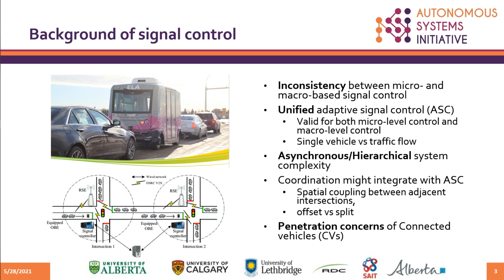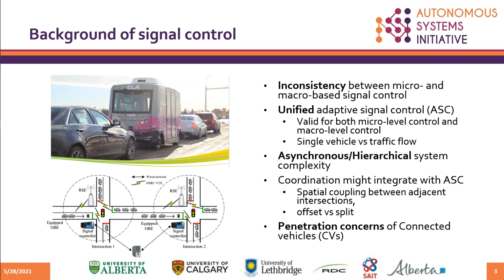First is the inconsistency between the macro and micro-based signal control. Then we need unified adaptive signal control that is valid for both levels. This means it should be valid for both single vehicles and traffic flow also. Third, it is a hierarchical system complexity: how the coordination might integrate with adaptive signal control, how to deal with the spatial coupling, and how to integrate offset and split simultaneously. Last is the penetration concern of the connected vehicles in the early stage.